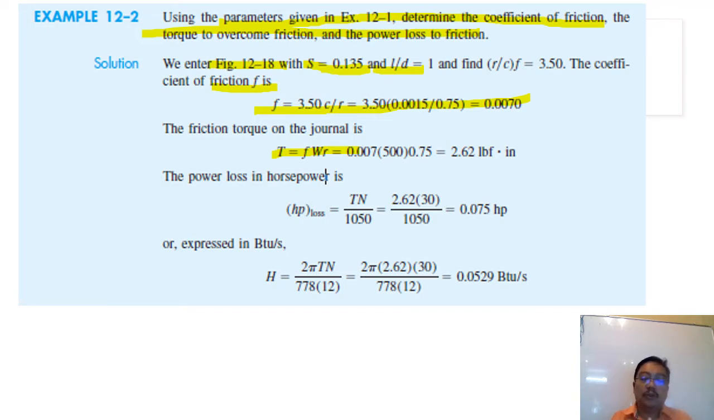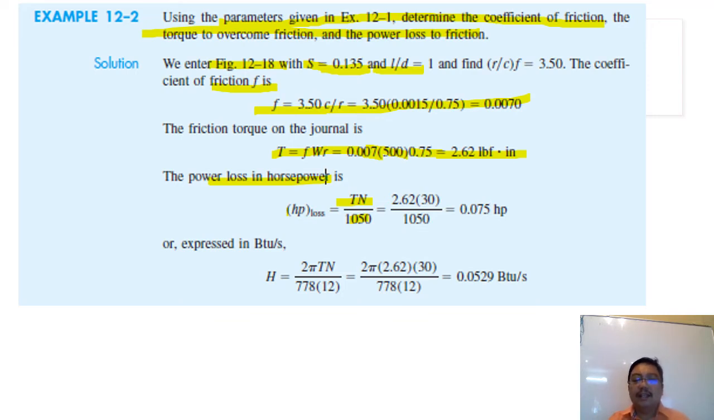Torque equals force times radius. In this case, the load is 500 and the radius is 0.75. From the previous example one, you get this value, and then friction is 0.07, giving 2.62 pounds inch. The power loss in horsepower is Tn over 1050. This is from the equation.